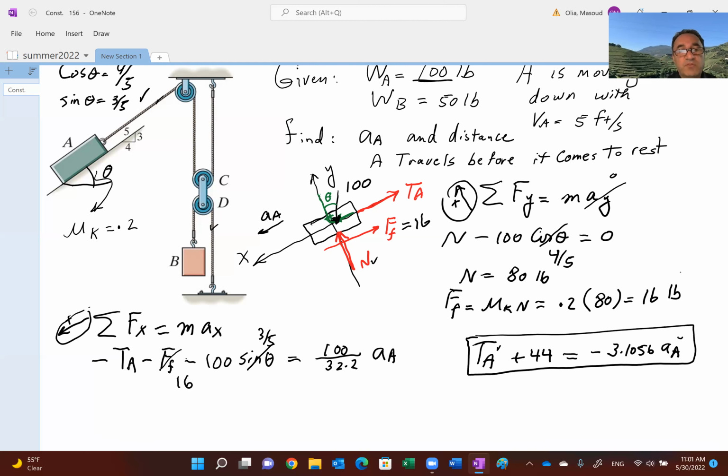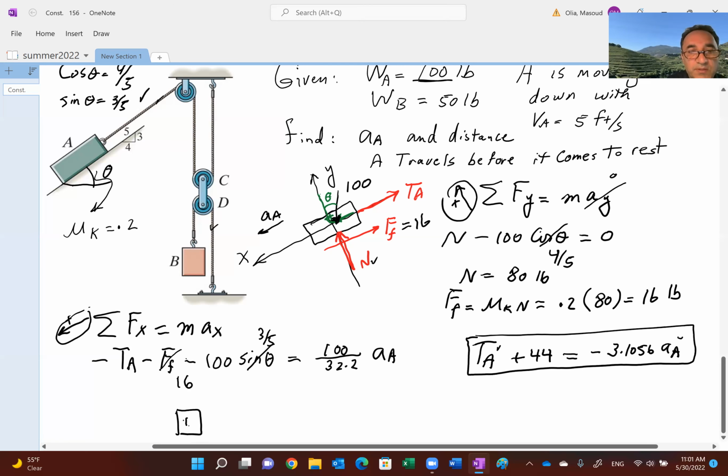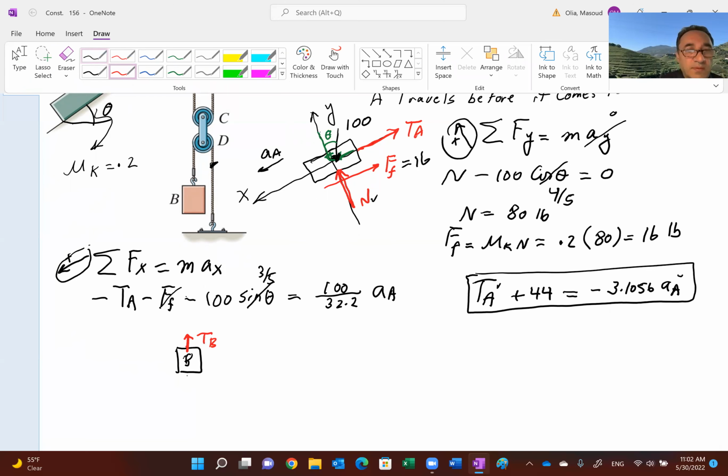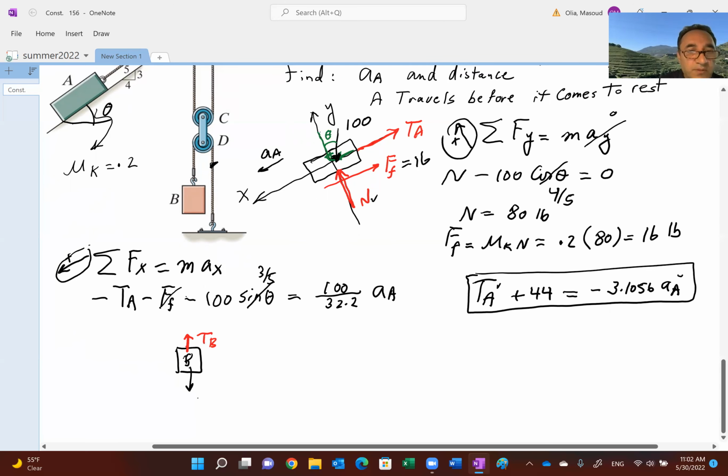Okay, what about B? Let's go and draw a free body diagram for B. B should be easy. So this is B. Now remember, this is a different tension in this cable, so I've got to move this up a little bit, guys. So we have tension B here. It has nothing to do with this 16, by the way. Let me just remove this 16. That was the friction force that I used earlier for you. And the weight of B, which is 50 pounds.